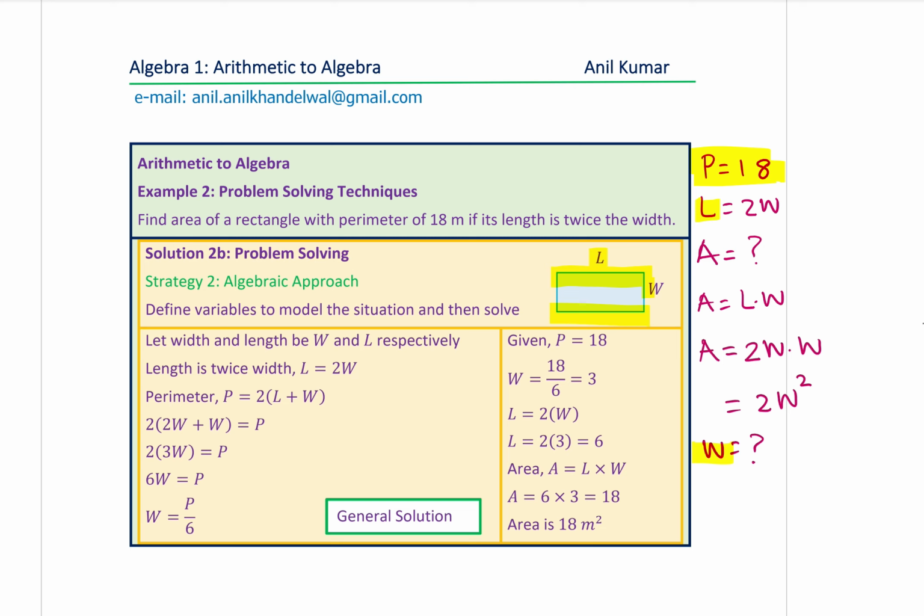And now, what is perimeter? Perimeter is twice sum of length and width. Correct. And we also know that length is twice the width, so we replace length with twice the width. We have now an expression on the left side which is 2 times 3w. We combine these like terms, twice width 2w and w. So when you combine them, you get 3w, and 2 times 3 is 6.